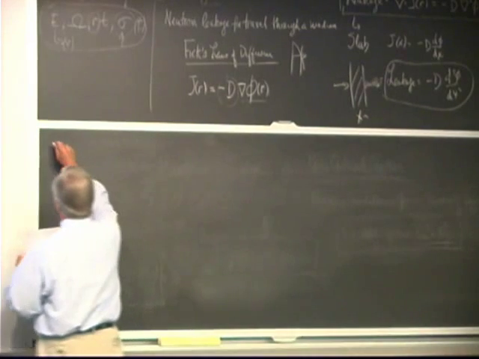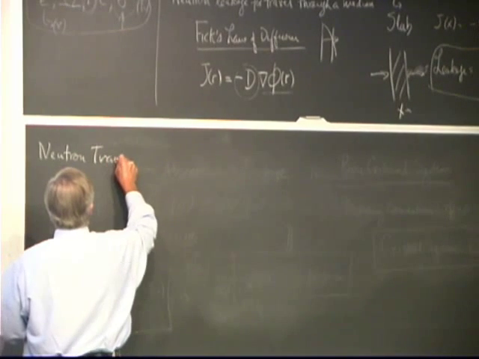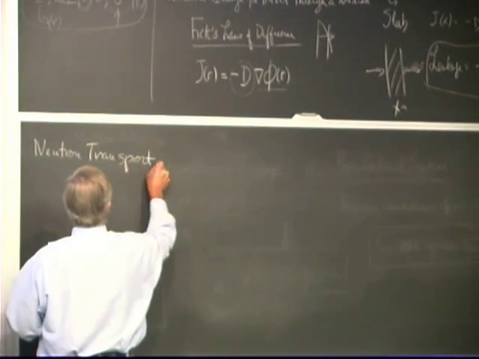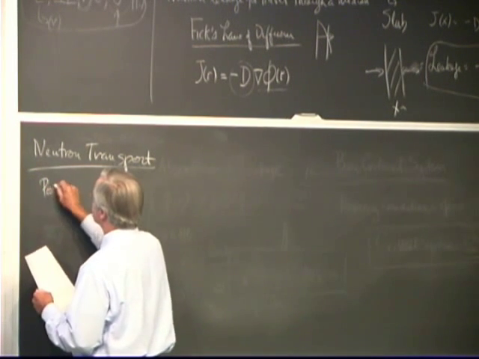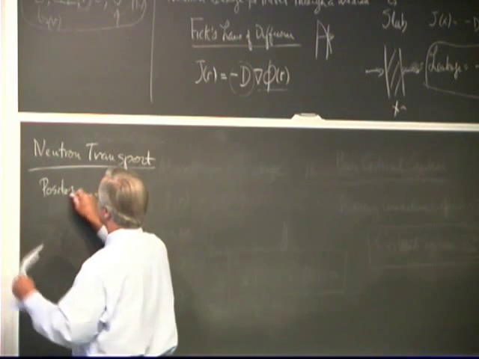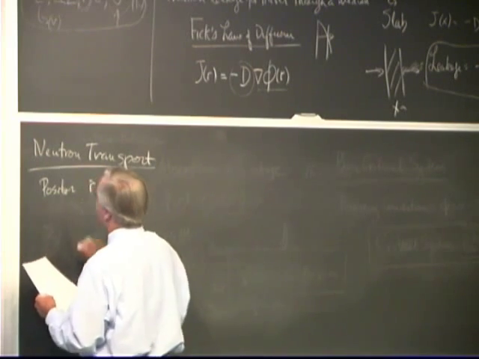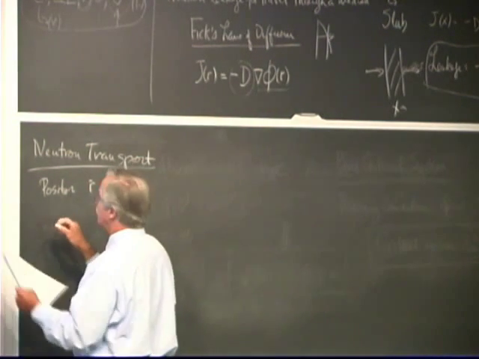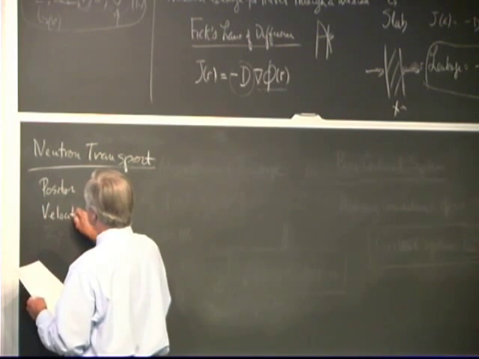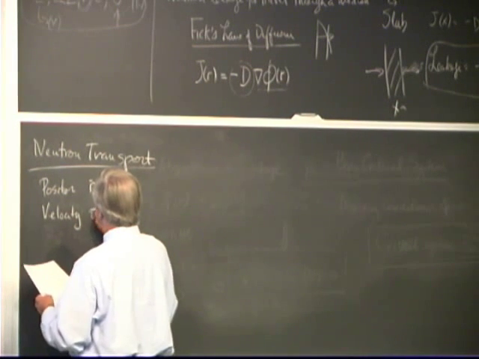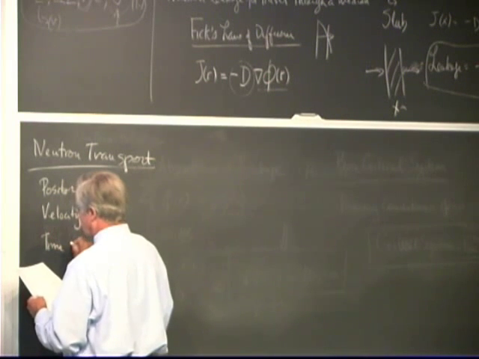So in neutron transport, we have to know certain things. We need to know the position of the neutron, sort of like the Monte Carlo method. We need to know the velocity of the neutron, which we can talk about as energy, and we need to know the time. In other words, when did this take place?